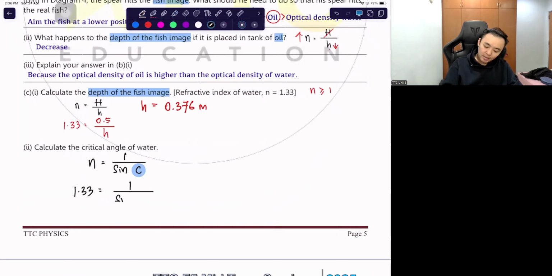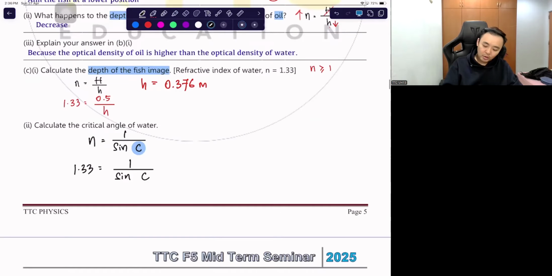So if you want to calculate C, what do you do? Put everything over, throw it over. So C equals sine inverse of 1 over 1.33. Guys, calculate this. How much do we get?